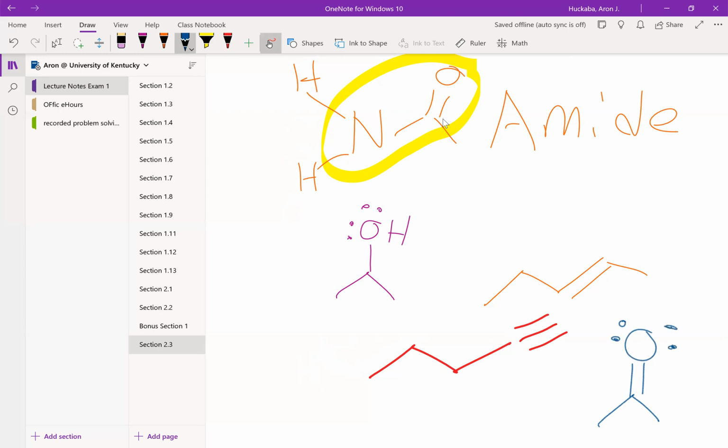These types of things. So remember, look at table 2.1 for a more comprehensive list of the types of functional groups that you should know. And otherwise, this has been section 2.2.